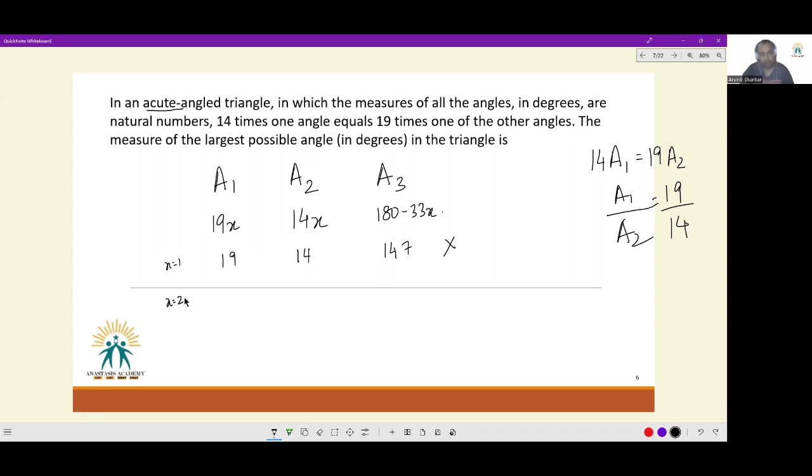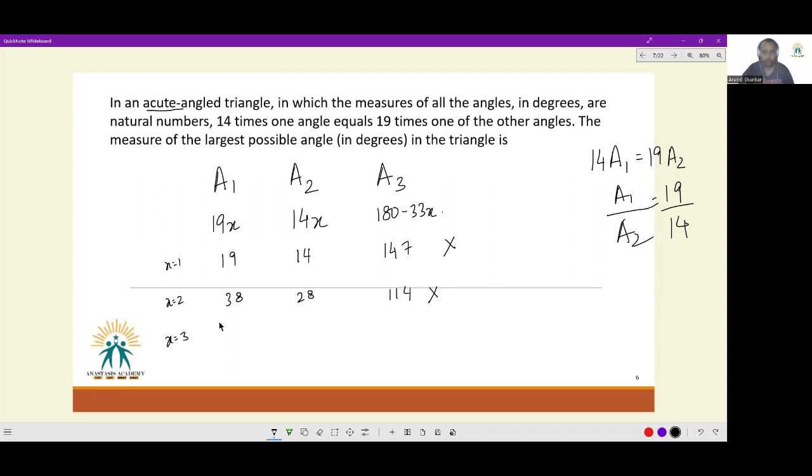How about x equal to 2? This becomes 38. This becomes 28. 38 and 28 is 66. So this should be 114. Again, this is an obtuse angle triangle, doesn't work.